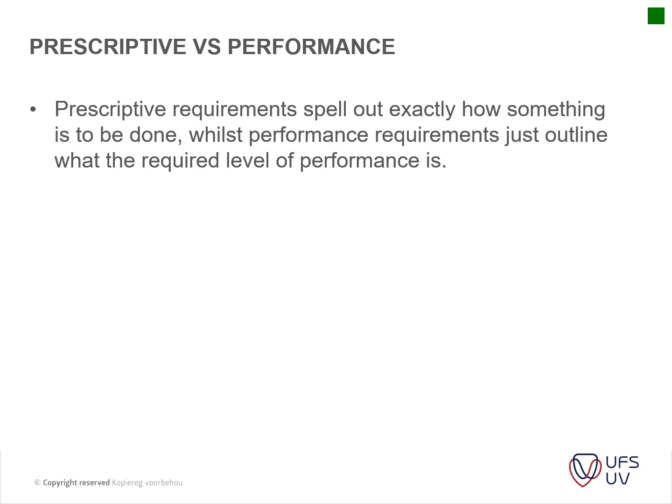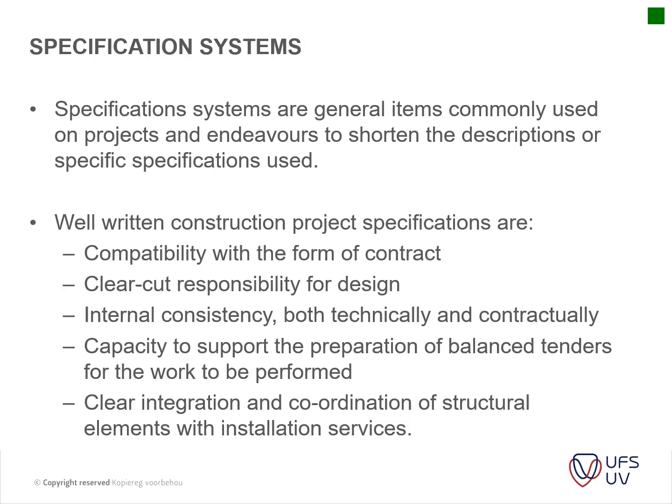So your prescriptive requirements specify much more, like for instance, it should be this size of solar panel, this amount fitted onto these brackets, this type of cable should be used, etc. Whereas performance requirements just prescribe what type of performance is needed. So that's more or less the difference between prescriptive and performance type of specifications.